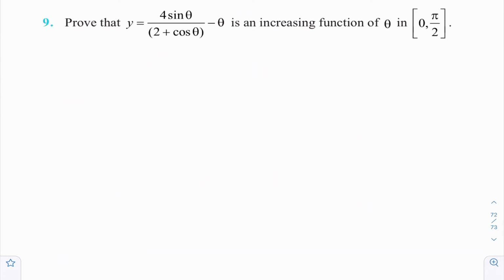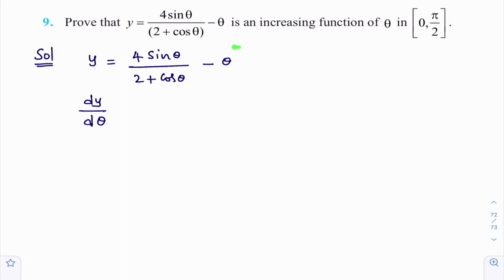Now you observe this question. In this, they have given a function like this. We need to prove that this function is an increasing function in the closed interval 0 to pi by 2. Now you differentiate this with respect to theta on both sides. So I'll calculate dy by d theta. Okay, left hand side I got dy by d theta.